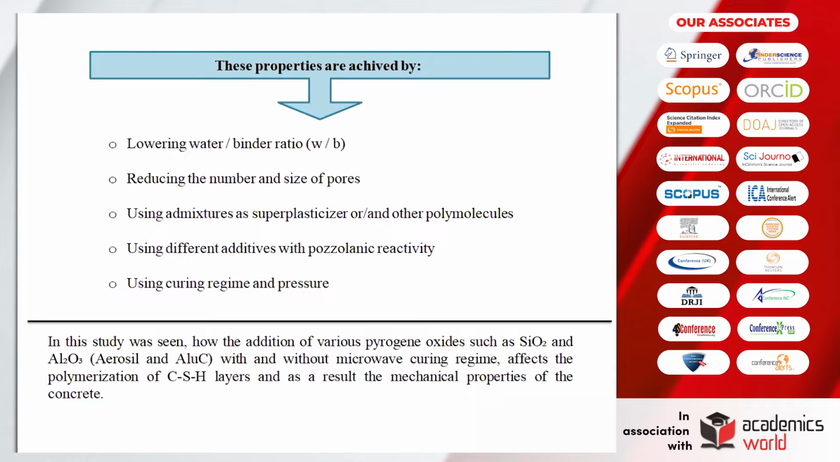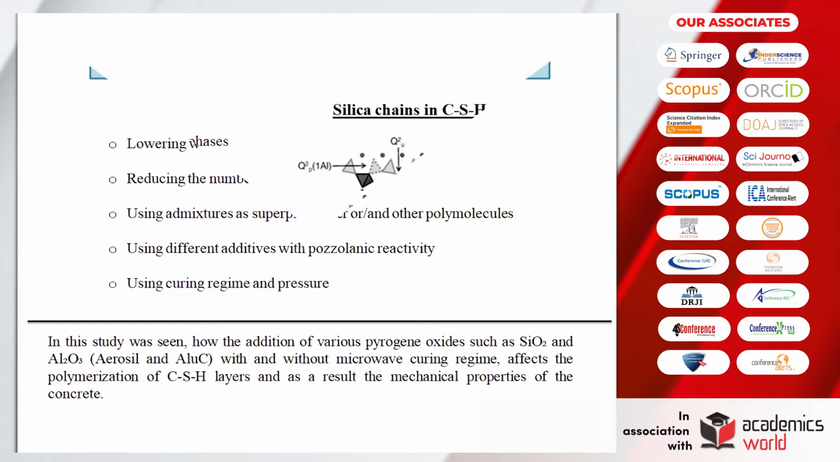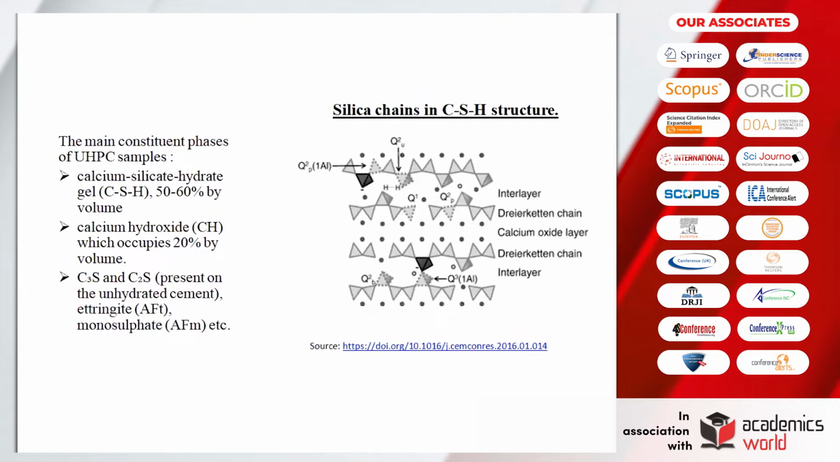What we have done in our study is that we have used pyrogenic oxides like silicium oxide and aluminum oxide, and we have used a microwave curing regime on some of the samples to see the differences of these additives and this curing regime regarding the normal concrete. So, shortly, what are the main constituents of this ultra-high performance concrete?